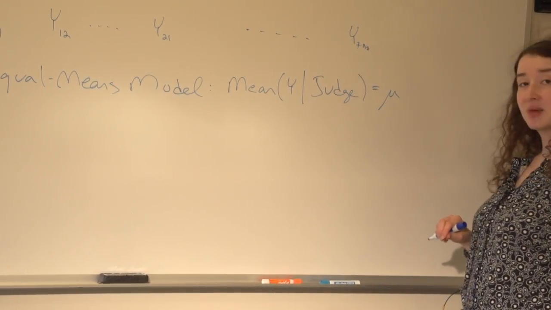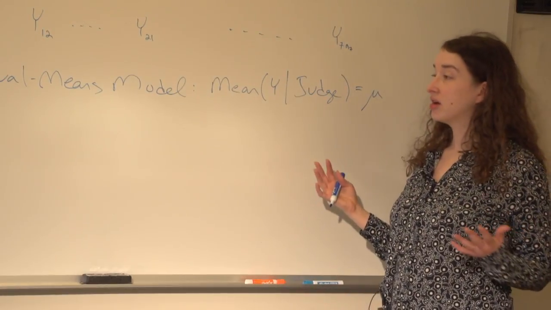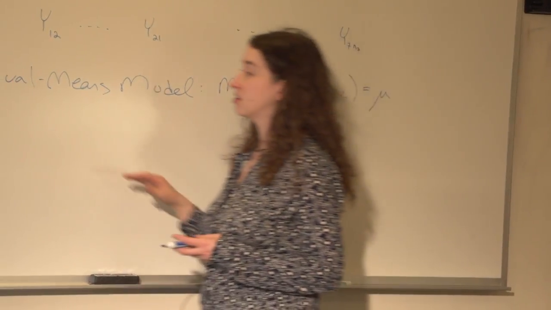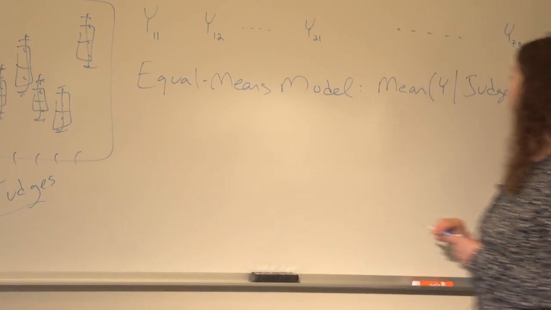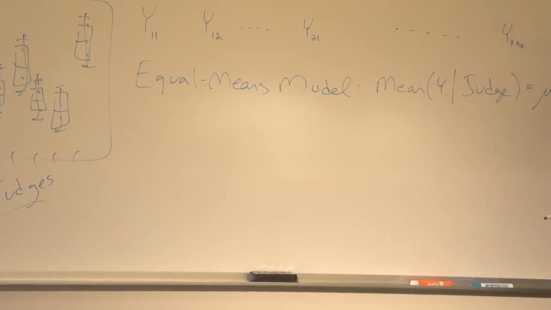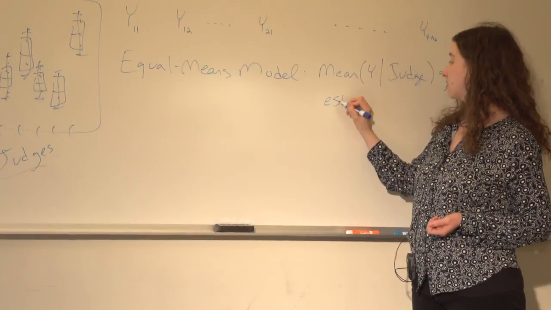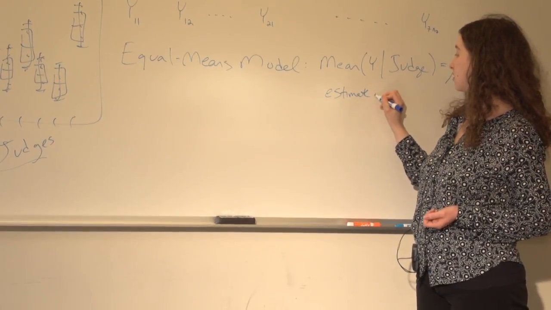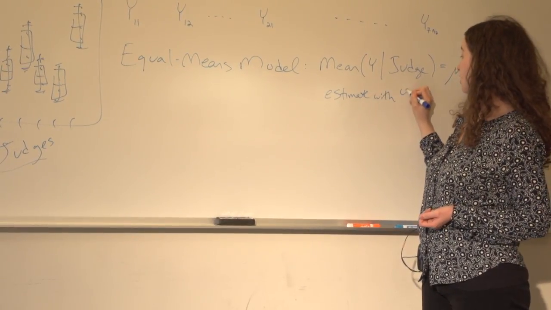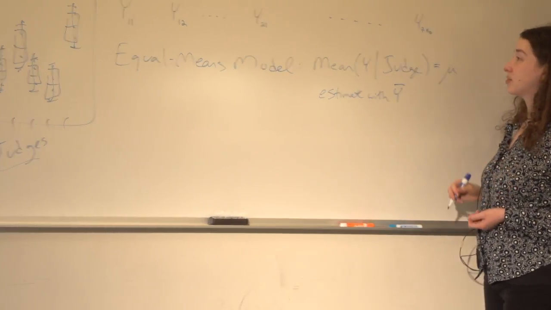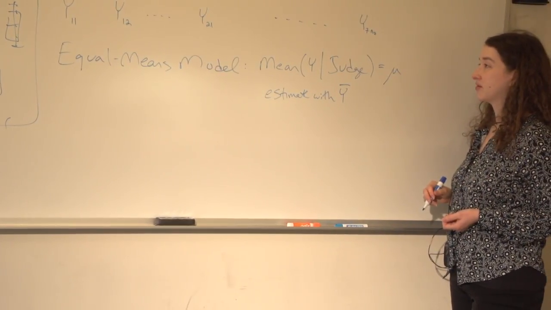So how are we going to estimate that mean? Well, if judge doesn't matter, and I want to estimate the overall mean of y, what should I use? I should use y bar, right? Where y bar is the mean of all the data points that we have.